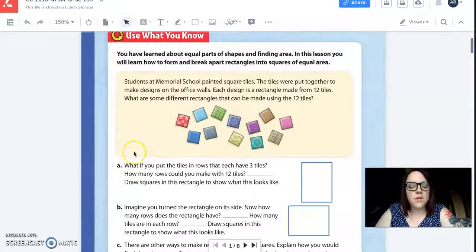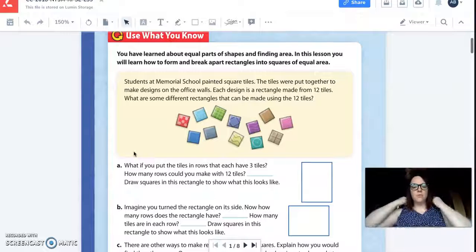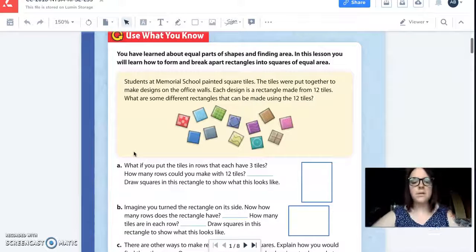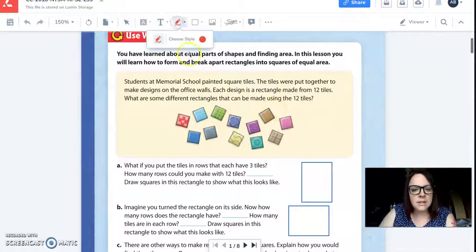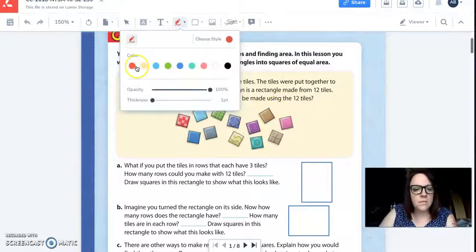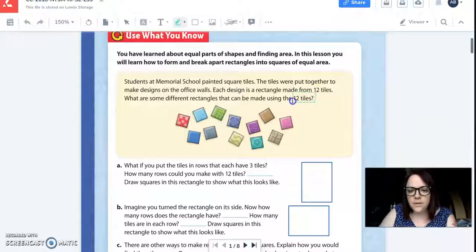Okay, students at Memorial School painted square tiles. The tiles were put together to make designs on the office walls. Each design is a rectangle made from 12 tiles. What are some different rectangles that can be made using the 12 tiles? Okay, so we know that we have 12 tiles. And I'm going to underline that with, let's do green. So we know that we have 12 tiles.